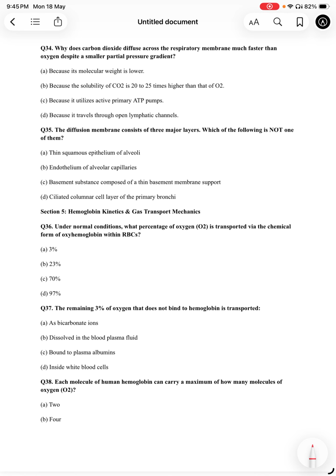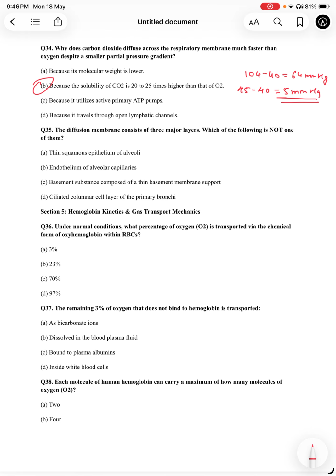Okay. The gradient of oxygen is large. What is it? 104 minus 40 mmHg, which is 64 mmHg. Okay. While the gradient for carbon dioxide is small. Carbon dioxide is 45 to 40, so 5 mmHg. So CO2 is 20 to 25 times more soluble in water and plasma than oxygen. So it diffuses more rapidly across the respiratory membrane. So what is the answer? Because its solubility is 20 to 25 times higher than oxygen.